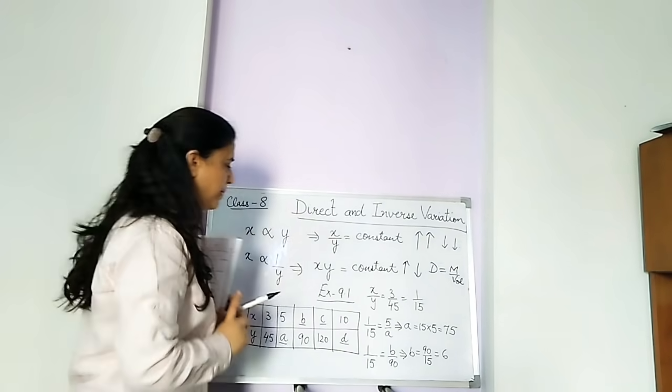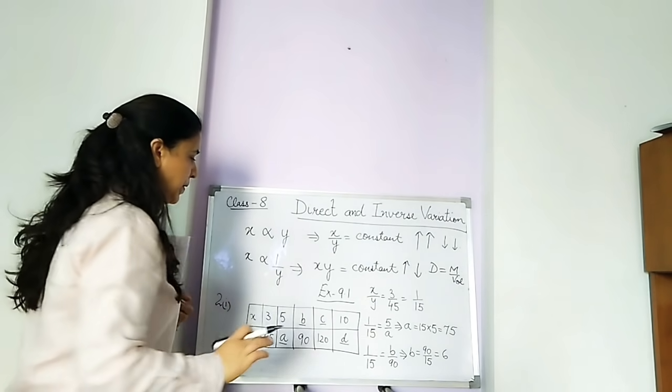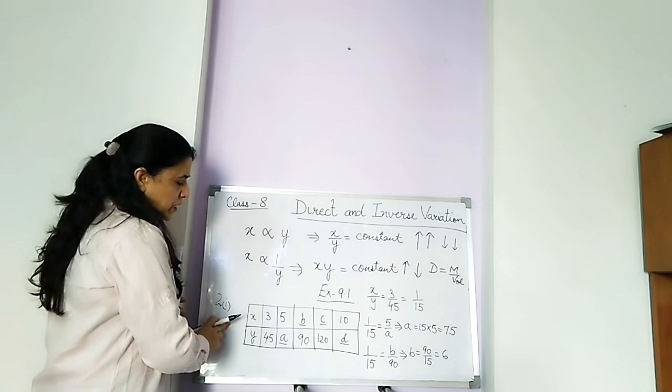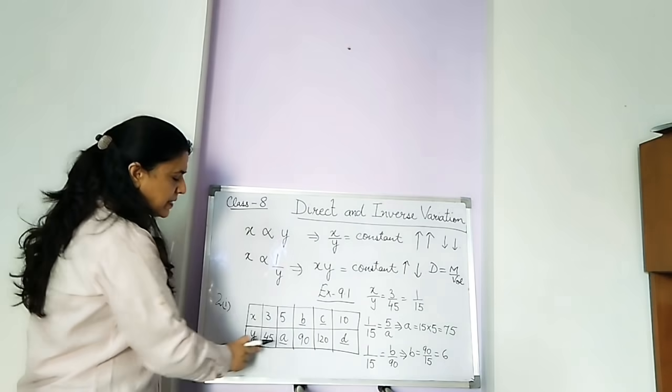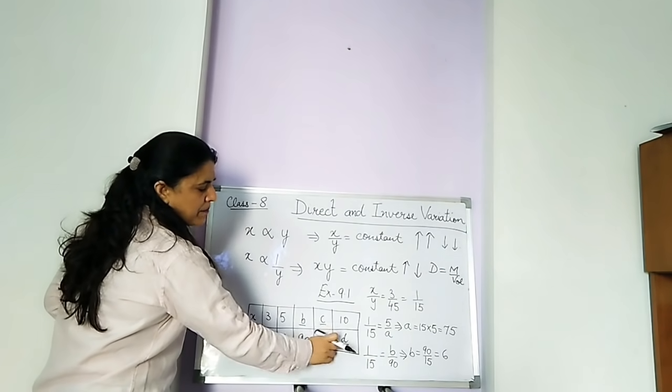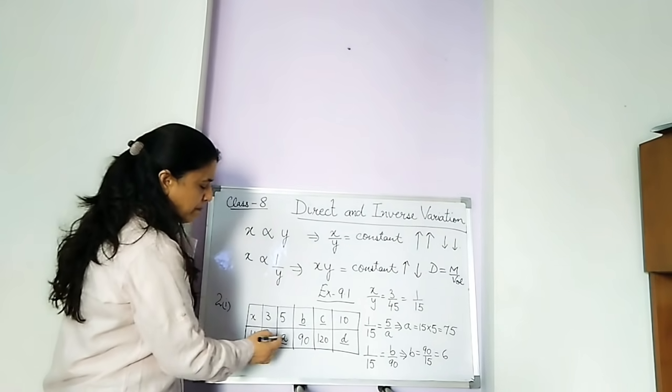Okay. Now coming to exercise 9.1. Question number 2, first part. A table is given here and there are some blanks which I have marked as A, B, C, D because I need to fill up these blanks.